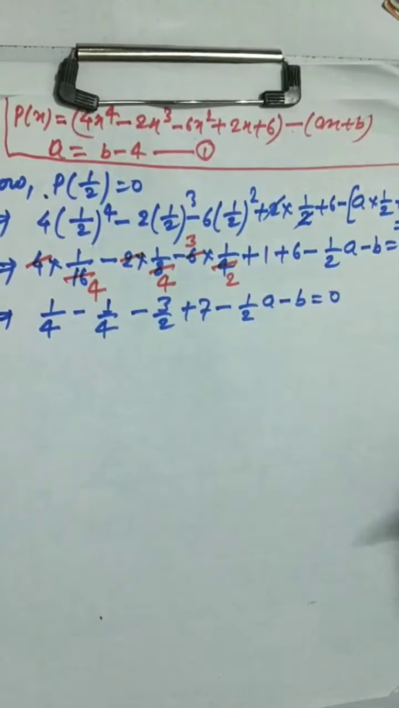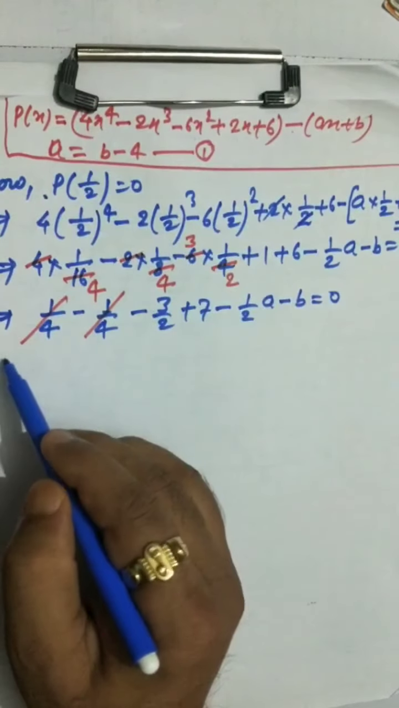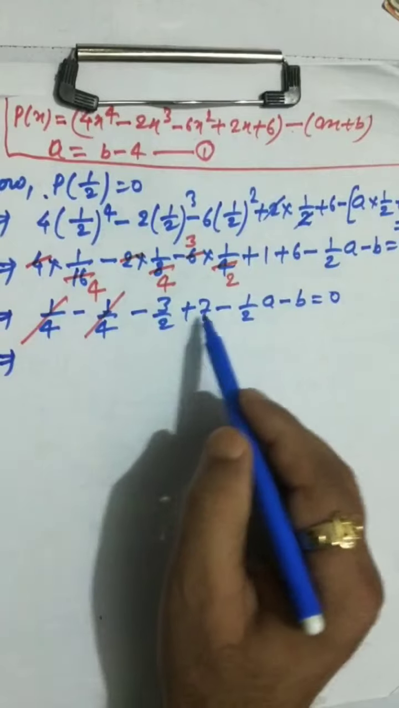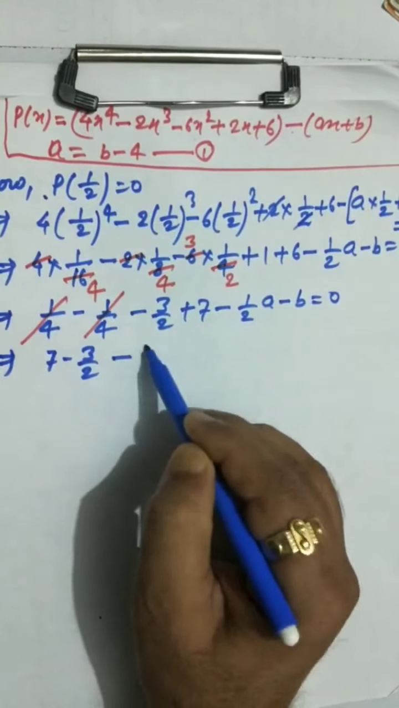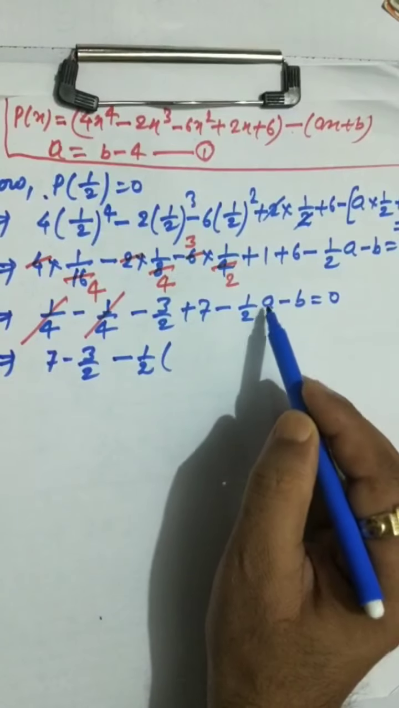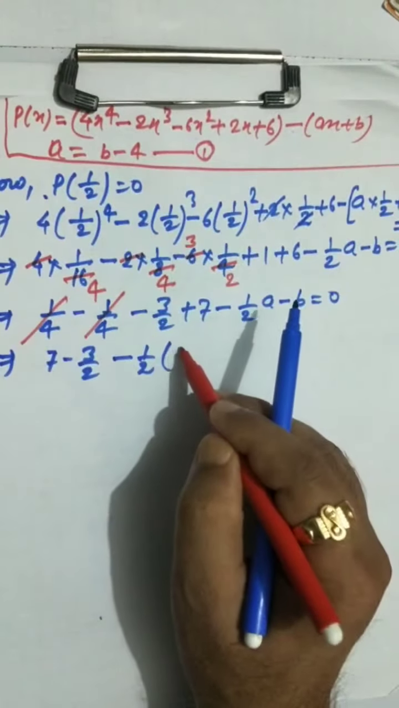Now this plus 1/4 and minus 1/4 will be cancelled. Then we have 7 minus 3/2 and minus 1/2 a. Now put the value of a. The value of a is b minus 4.